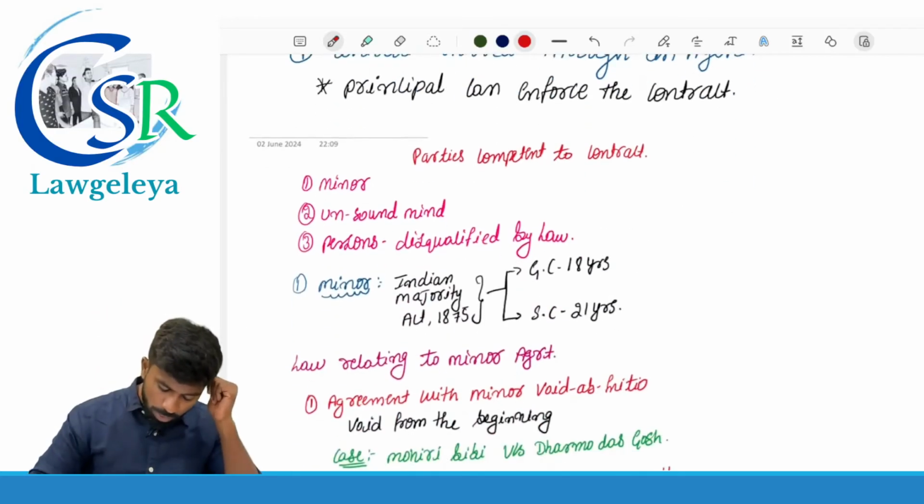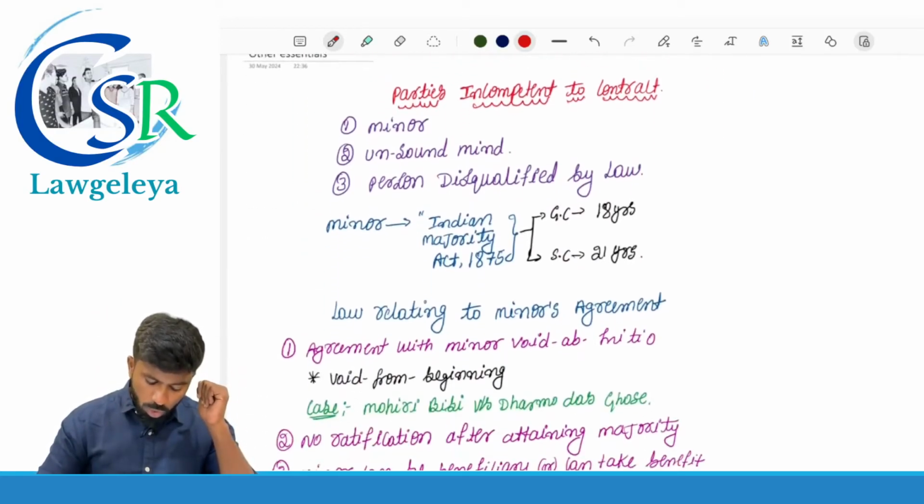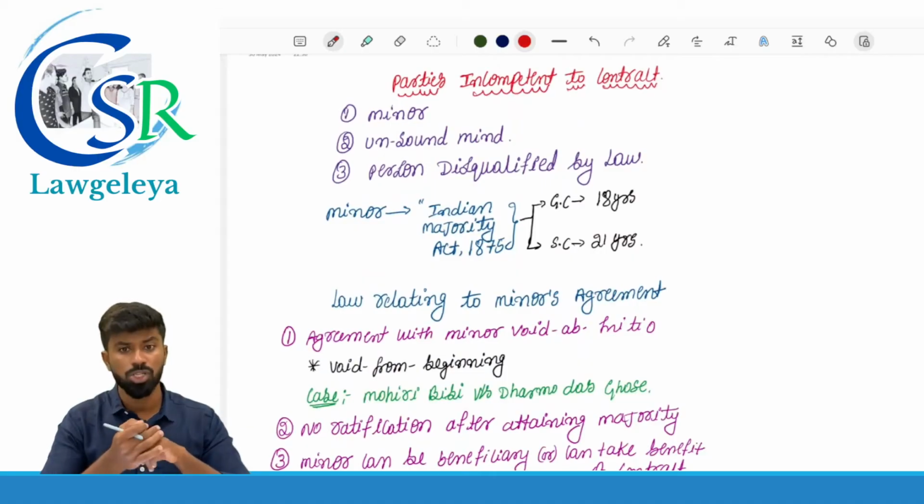Clear? Next one, we have the parties who are incompetent to contract. Section number 11. Section number 11 provides what? Parties who are incompetent to contract. Who are the parties incompetent to contract? 3 categories of person: minor, unsound mind, disqualified by law.